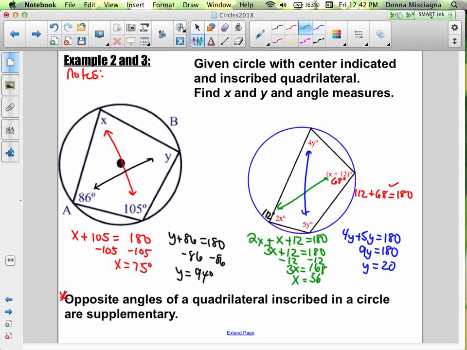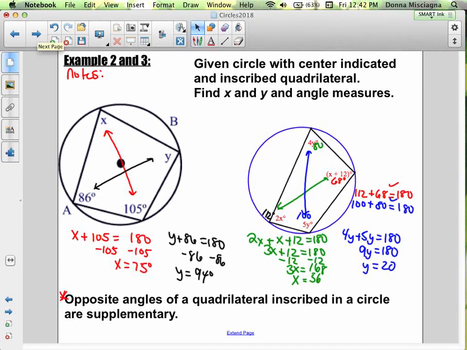All right, so 4y is going to be 4 times 20, or 80 degrees. And 5 times 20 is going to be 100 degrees. And notice that checks out as well, because 100 plus 80 equals 180. All right, so looks pretty good. And we are done with this problem.